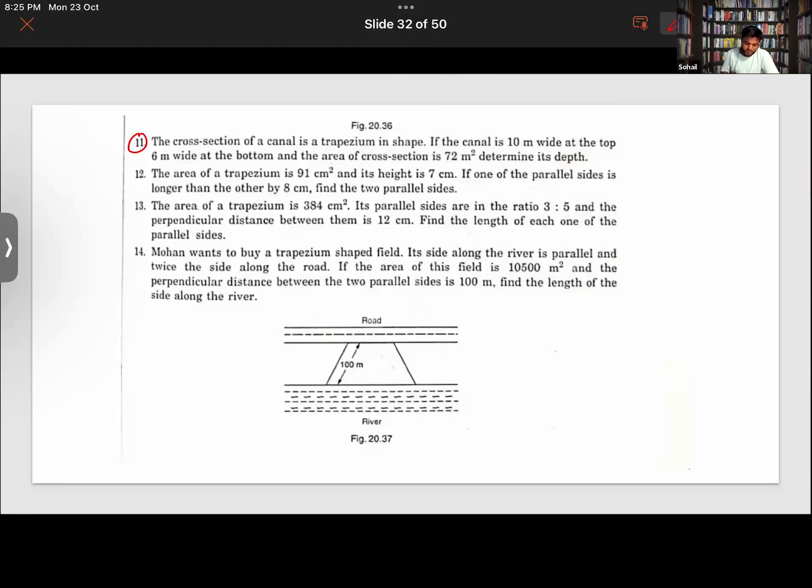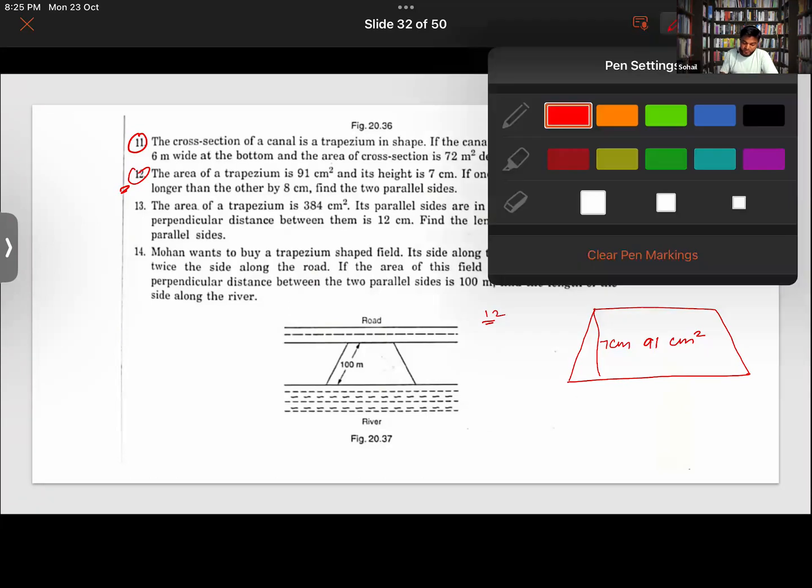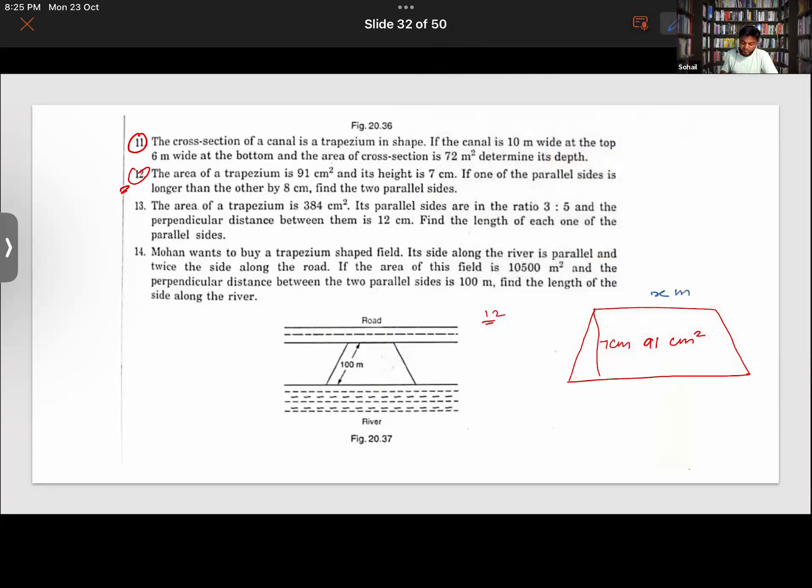Question number 12 now. It says there's a trapezium like this. The area is 91 square centimeter. The height of the figure is 7 centimeter. One of the parallel sides is longer than the other by 8 centimeter. Suppose the smaller one measures x centimeter, so the longer one will be x plus 8. Now put the values of the lengths in the equation, then you will get your answer for sure.